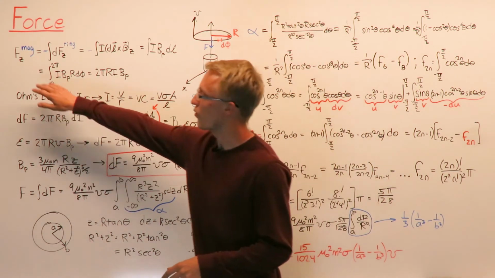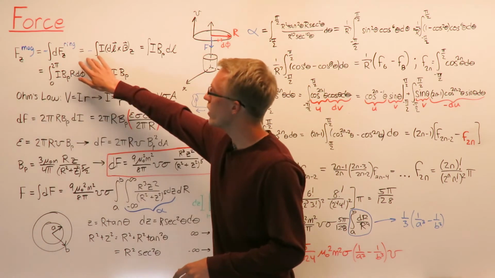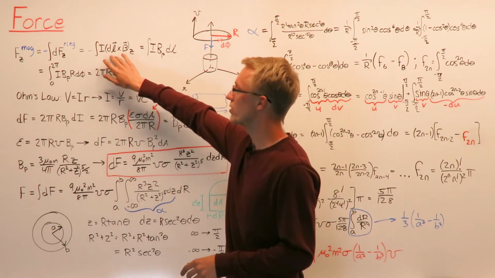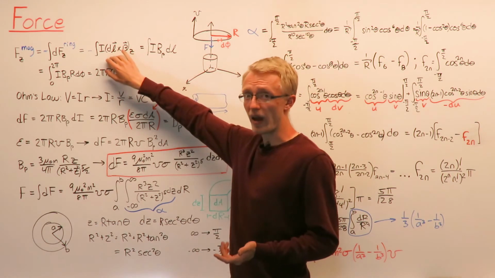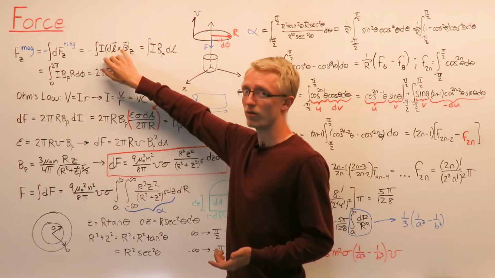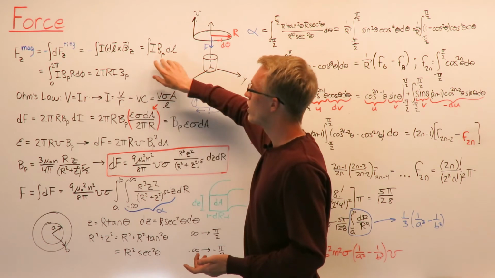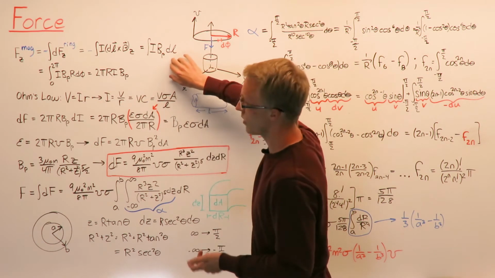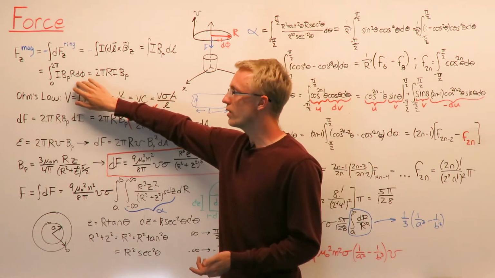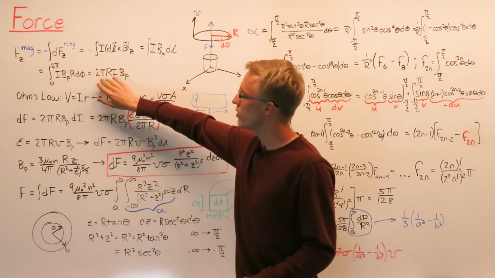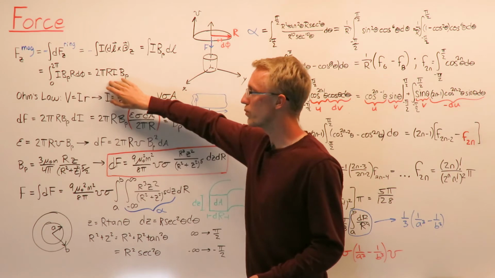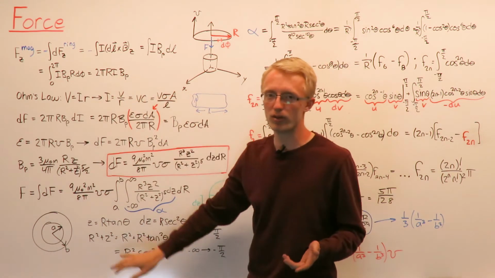What this means is that the force is equal to the negative integral of I times dl cross B sub z. dl is in the angular direction, so the cross product of it and B is B rho dl. And dl is equal to r d phi, so when we integrate from 0 to 2 pi, we get that the force is equal to 2 pi r I B rho, where I is the induced current on the ring.